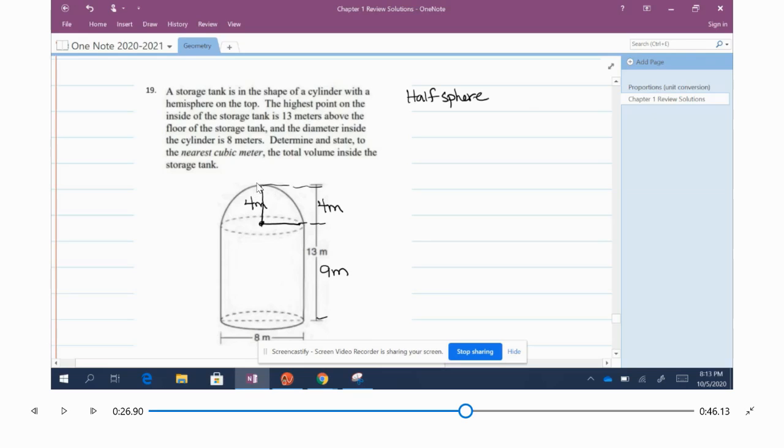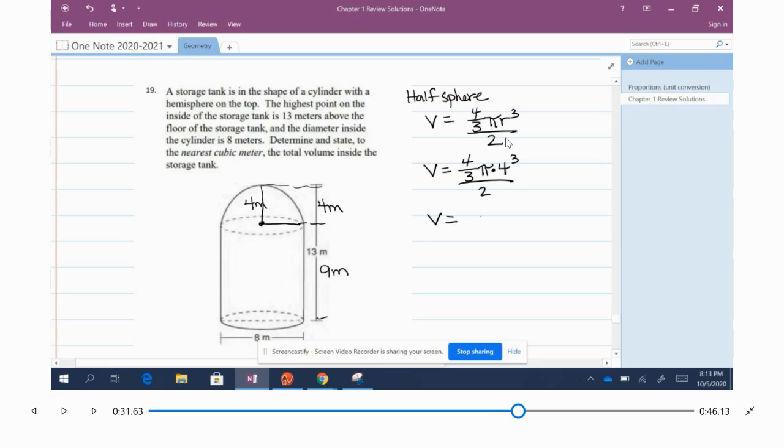Okay, because that radius is the same all the way around the sphere. So from the top of the cylinder to the top of the sphere is 4 meters. If this entire distance is 13, then the height of the cylinder is 9. So now that we have all the dimensions we need, we'll start with the volume of the sphere.